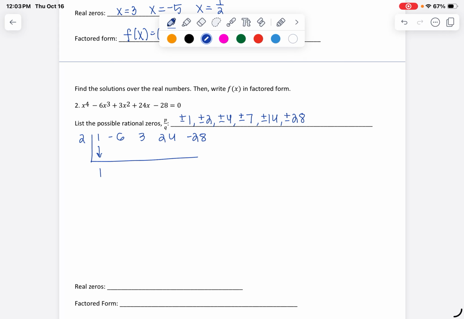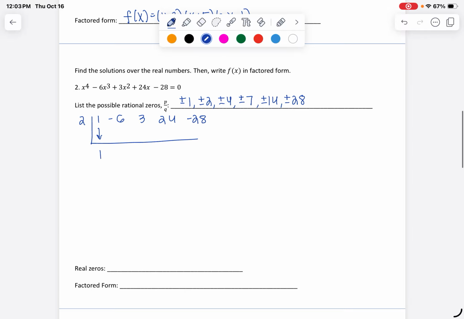Okay, here we go. Drop the 1, multiply, that's 2. Usually I try -1. It's okay. Multiply, that's 2. Add, that's -4. Multiply, that's -8. Add, that is -5. Multiply, that's -10. Ooh, good news. That's 14, 28, 0. Yay.